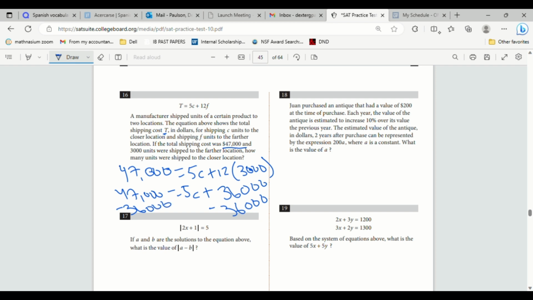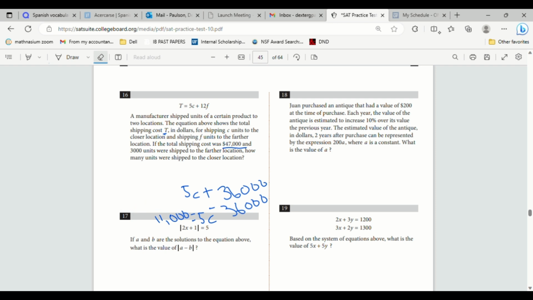That is 11,000 equals 5C. And now, just to give myself a bit more room, we can divide by 5 to get what C equals, and that will be our answer. So, dividing 11,000 by 5, we get 2,200. So 2,200 units.